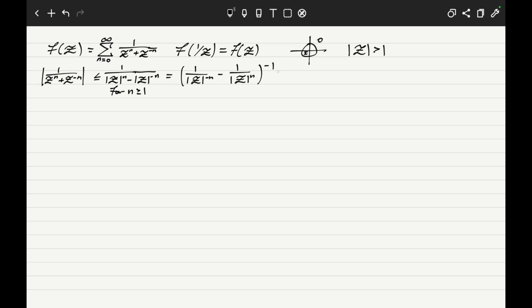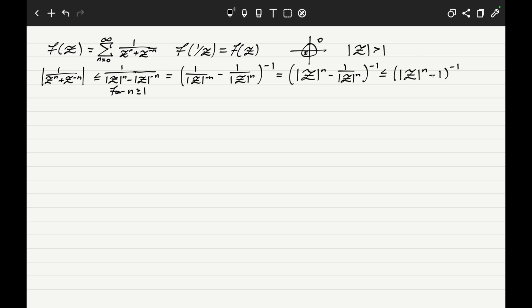Then this, in turn, we can simplify further, is just going to be z to the n minus 1 over z to the n, to the negative first power. But this, in turn, because the magnitude of z to the n must be greater than 1, 1 over z to the n is going to be less than 1. So we can further bound this by z to the n minus 1, to the negative first power.